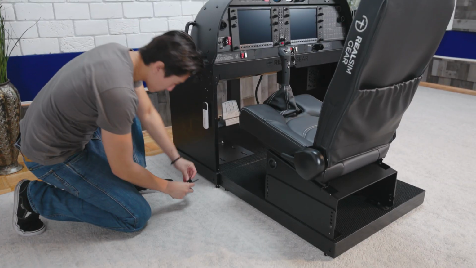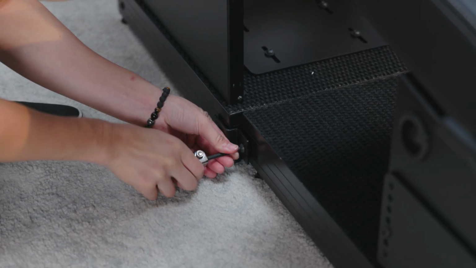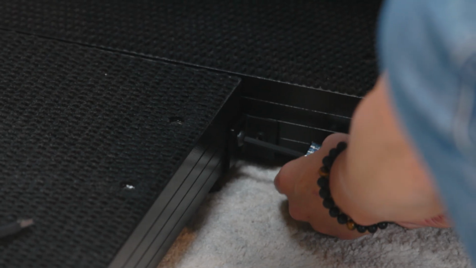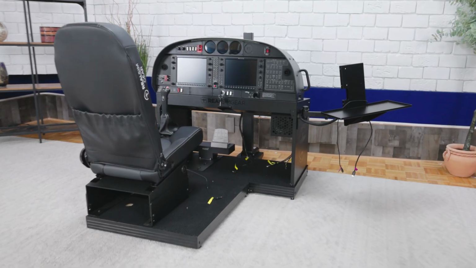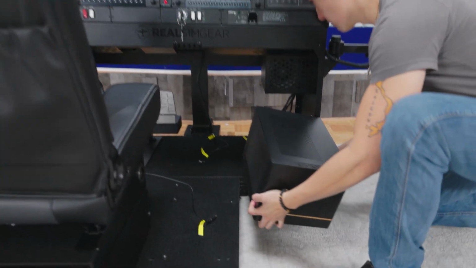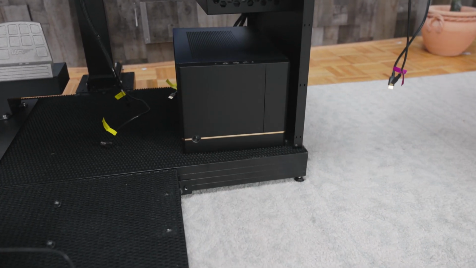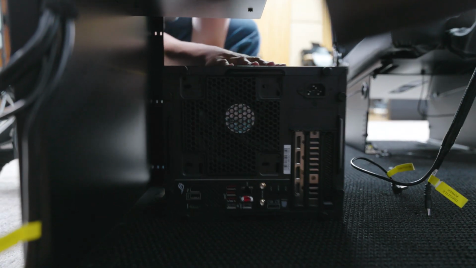Next, install the left bracket on the left side of the sim. And once that left bracket is installed, you can then reinsert the M6 screw that you set aside from earlier back into the right bracket in order to lock the right side in place. And now it's time to install the computer and connect all of the cables. Grab the computer box, remove the PC, and place it under the sim on the right-hand side.